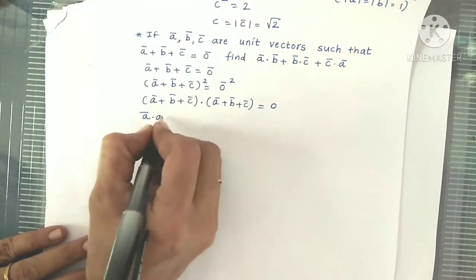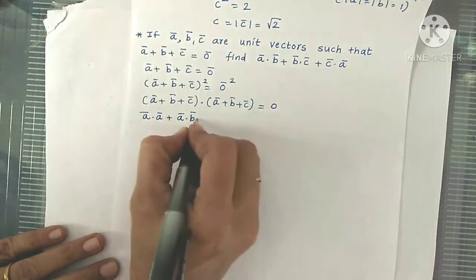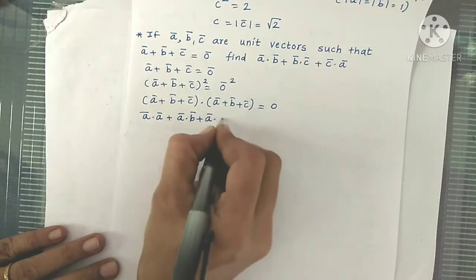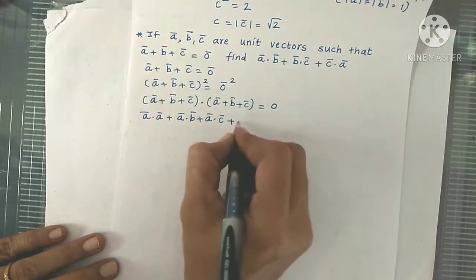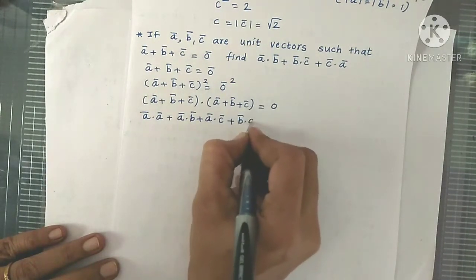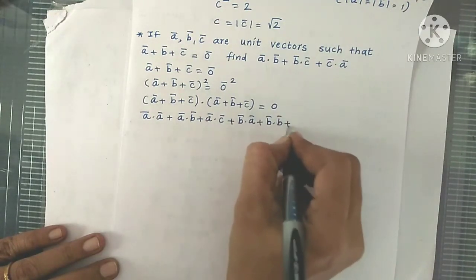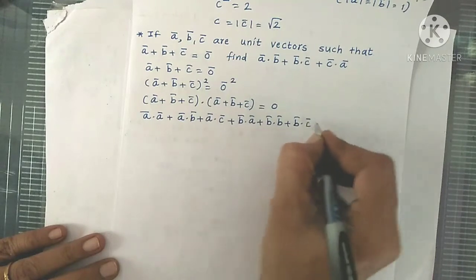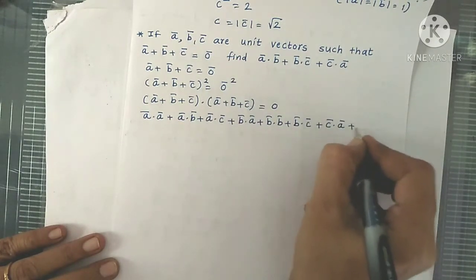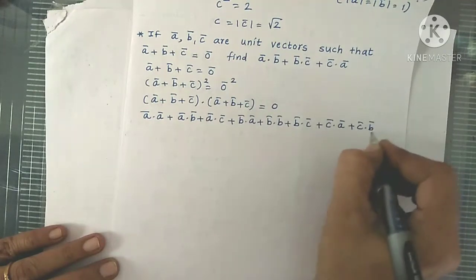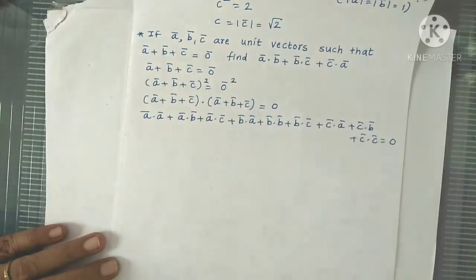So a bar dot a bar, then a bar dot b bar, a bar dot c bar. So this is the dot product of the second bracket with a bar. Now with b bar dot a bar, b bar dot b bar, b bar dot c bar. Now with c bar, taking the dot product, we get c bar dot a bar, c bar dot b bar plus c bar dot c bar equal to 0.